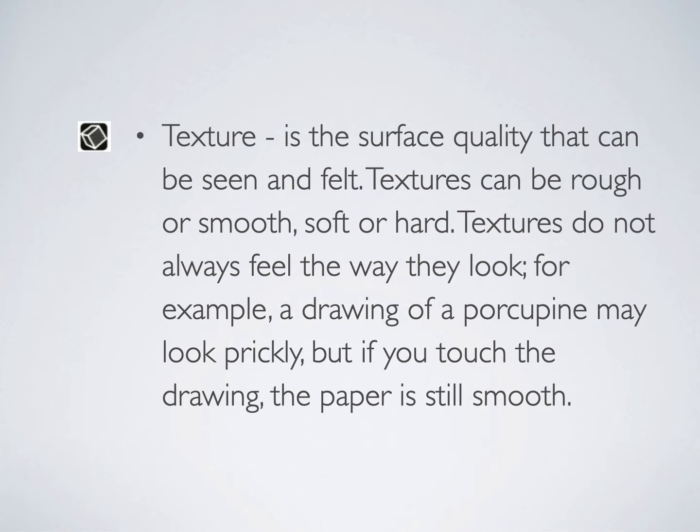When we're thinking about texture, we're thinking of two different concepts. We have actual tactile texture, and then we have implied texture, right? Tactile texture is the surface quality that can be seen and felt. So it's using our senses, touch and sight. Textures can be rough or smooth, soft or hard. They don't always feel like they look.